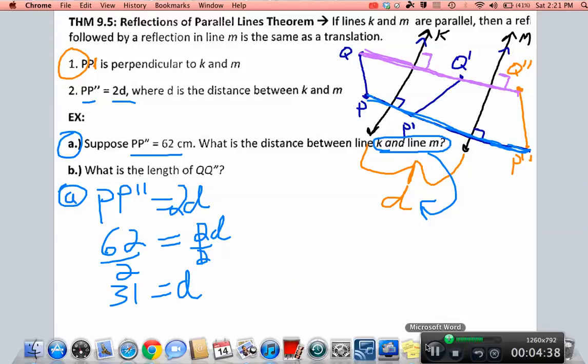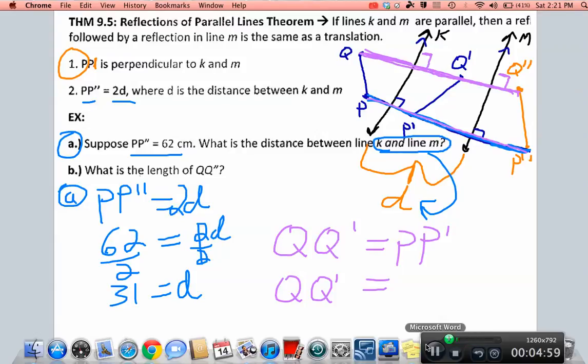Okay, which means that the purple line, Q double prime, is the same length as P double prime. So this is something else I know. Q double prime is equal to P double prime, which means that Q double prime is equal to 62 centimeters. They're the same length. Okay. So a couple really important things there to start you off in section 9.5.